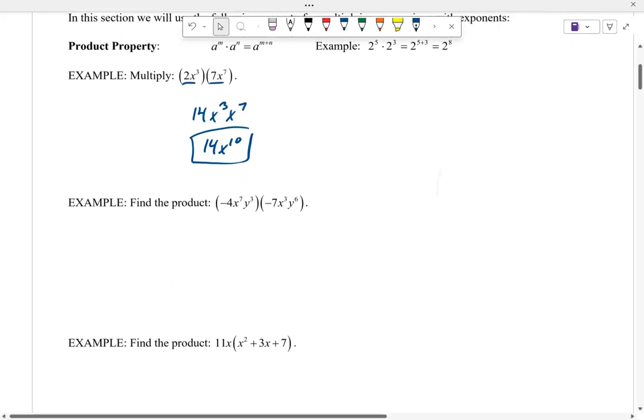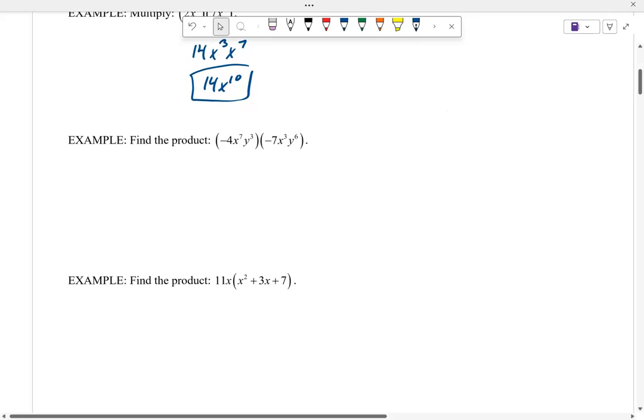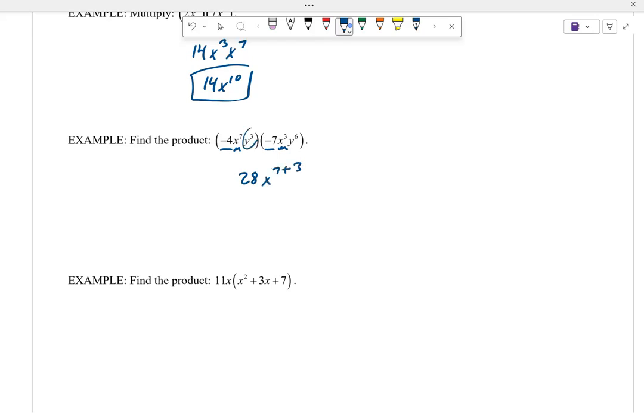We can go ahead and multiply these. And as long as they're negative 4 times negative 7, so I got 28. I got x to the 7, x to the third. So x to the 7 plus 3. So we're going to have 10 of those. And then notice the y to the third, y to the sixth. So we're going to have 9 of those y's. So I got 28, x to the 10, y to the 9th.